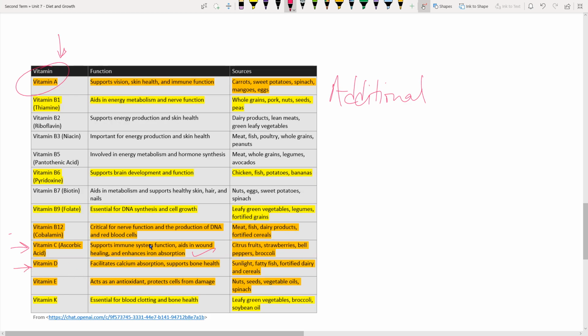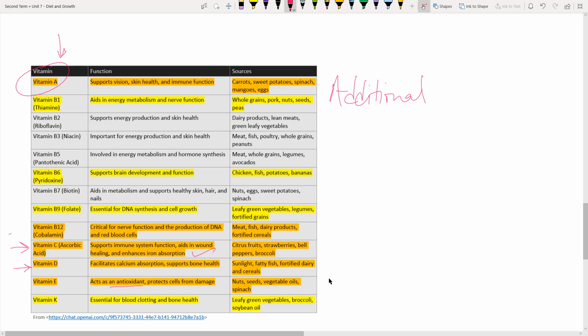So vitamin D is also very important. It facilitates calcium absorption and supports bone health, right? And the sources are sunlight, fatty fish, fortified dairy or cereals, and finally vitamin E, which acts as an antioxidant and protects cells from damage. Nuts, seeds, oil are the main sources for vitamin E.